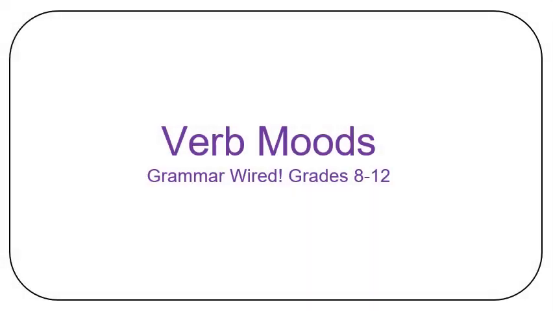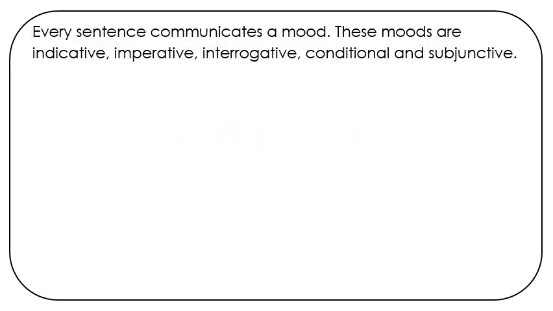Verb Moods, Grammar Wired, grades 8 through 12. Every sentence communicates a mood. These moods are indicative, imperative, interrogative, conditional, and subjunctive.